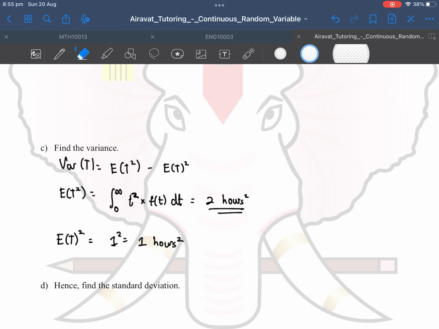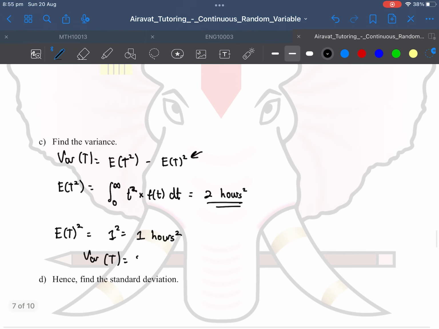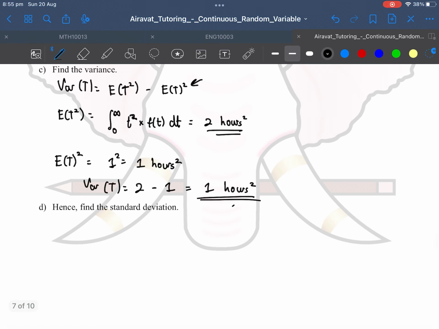Alright. Now we apply this formula over here. So what is our e of t squared? It's going to be 2 minus 1, which is going to be 1 hour squared. Do not forget your unit, they will cut marks off. Now standard deviation again. Standard deviation is just square root of variance, and in this case square root of 1, which is just going to be 1 hour.